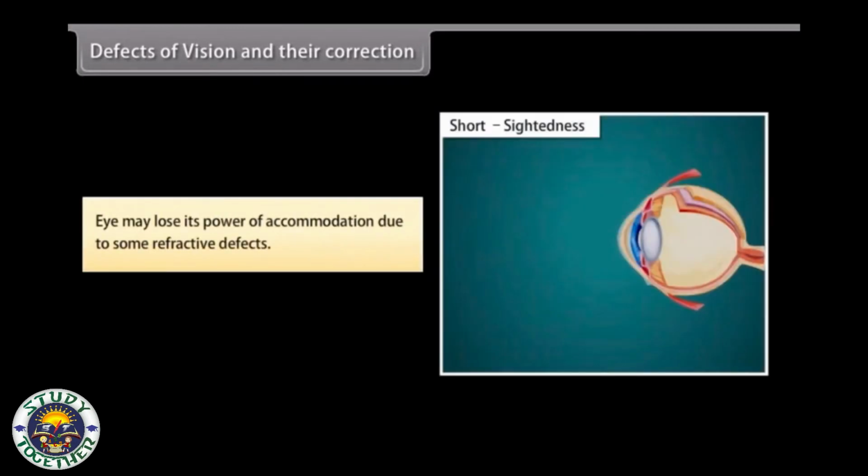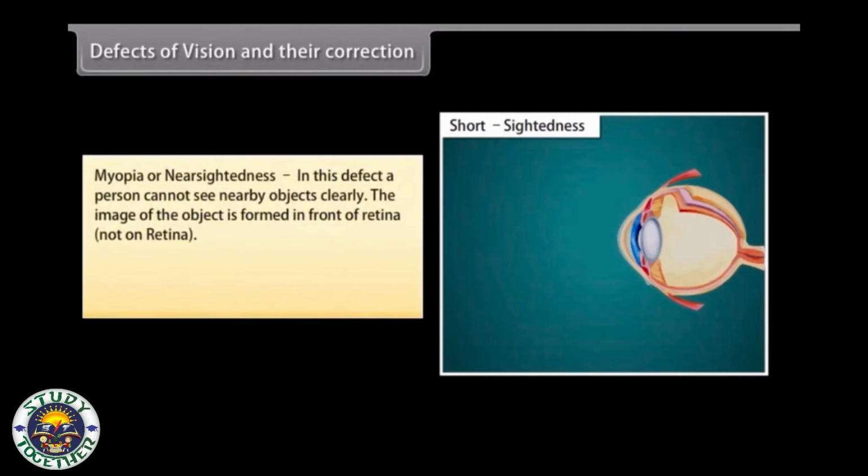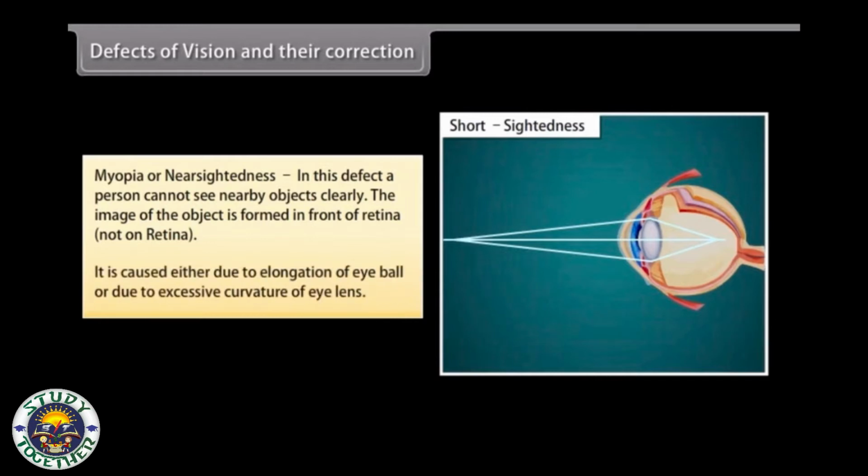Defects of vision and their correction. The eye may lose its power of accommodation due to some refractive defects. There are 3 such defects. Myopia or nearsightedness. In this defect, a person cannot see distant objects clearly. The image of the object is formed in front of the retina. It is caused either due to elongation of the eyeball or due to excessive curvature of the eye lens.